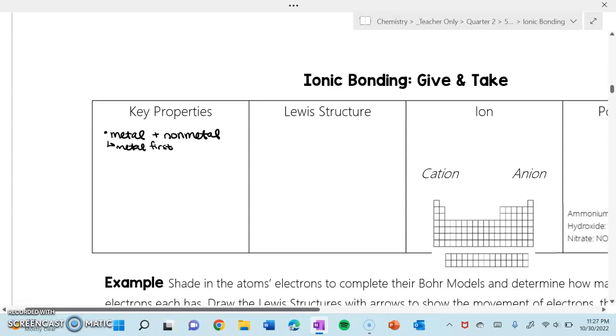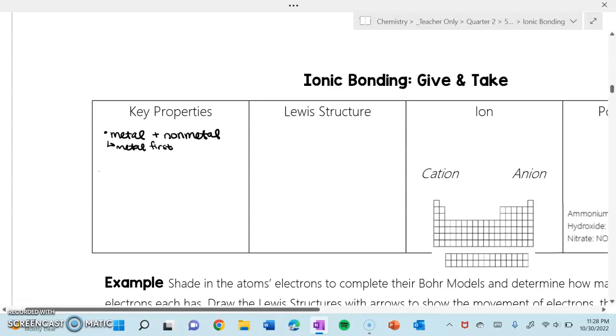And you'll see here at the top our title says give and take, and so the octet rule for ionic compounds is followed by transferring electrons. Metals will give, nonmetals will take, and that will cause metals to be a positive charge and nonmetals to be a negative charge, and together those opposites attract one another.